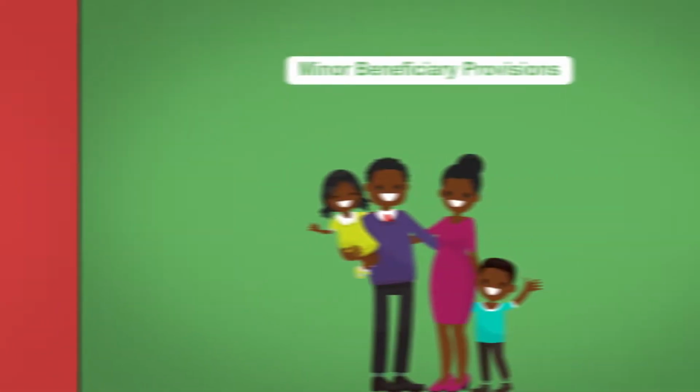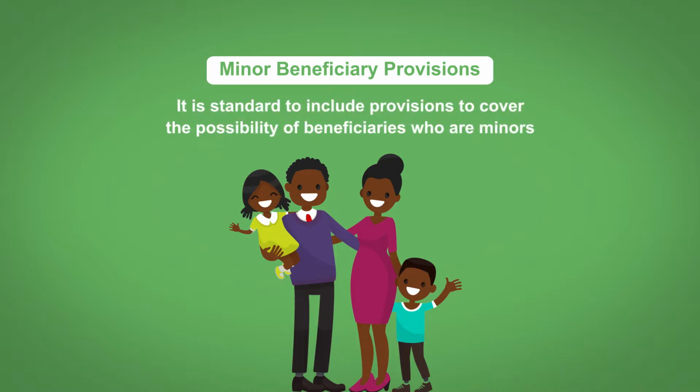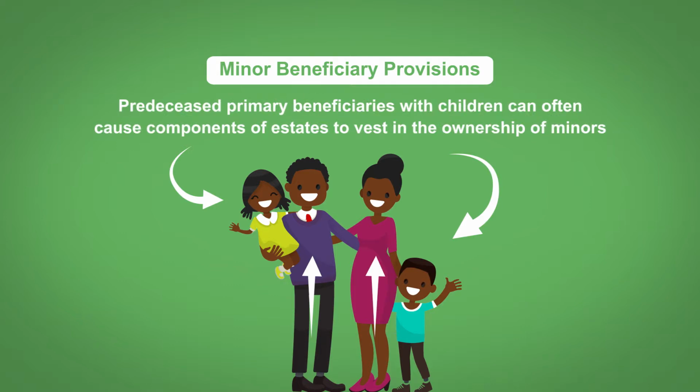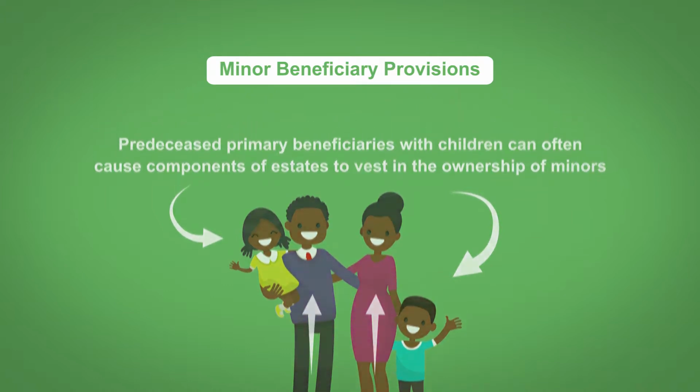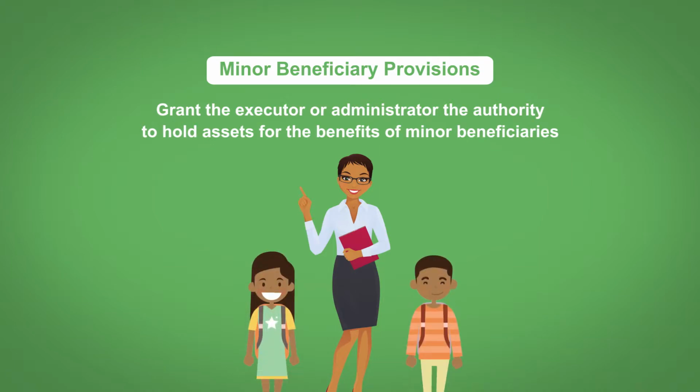While testamentary trusts can be used to establish a variety of familial goals, it is standard practice to include provisions to cover the possibility of beneficiaries who are minors. This is true even if the primary beneficiaries are adults, as predeceased primary beneficiaries with children can often cause components of estates to vest in the ownership of minors. Minor beneficiary provisions grant the executor or administrator the authority to hold assets for the benefits of minor beneficiaries.